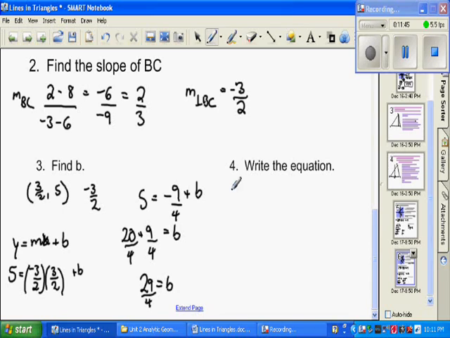Okay, so when I write my equation for my right bisector, so this is for the right bisector coming from BC, I'm going to fill it in, so I have my slope is 3 over 2, and my y-intercept is 29 over 4. Okay, so finding the equation of a right bisector means you have to find the midpoint, and then the slope, flip the slope so it's negative reciprocal, and then find the equation.